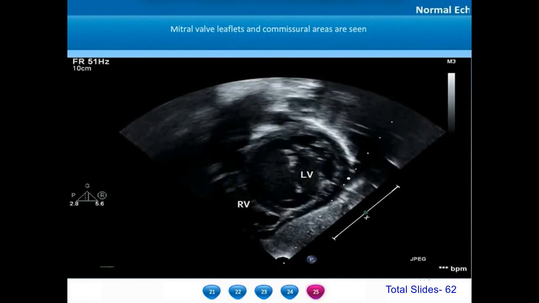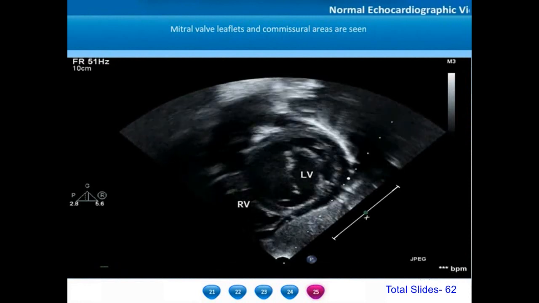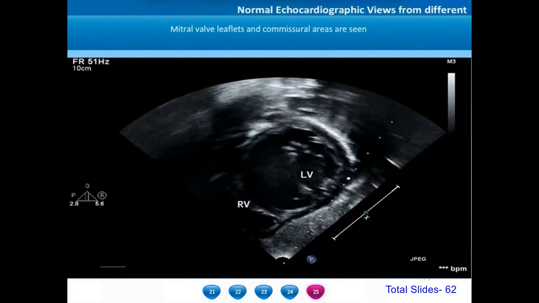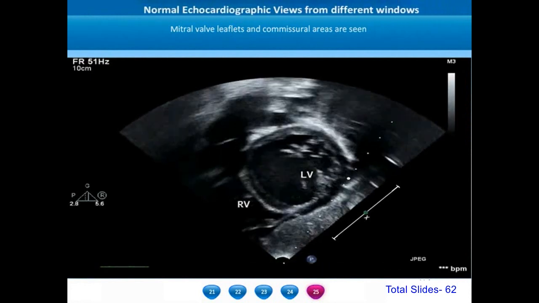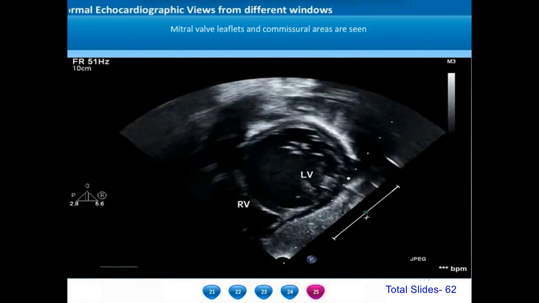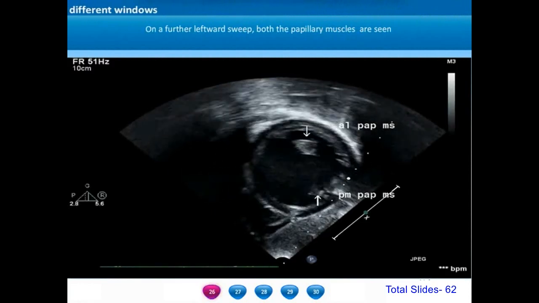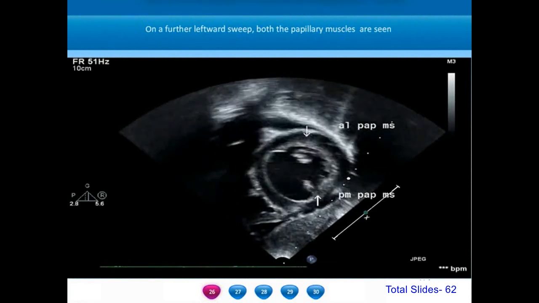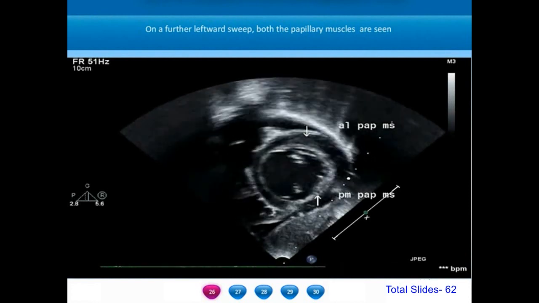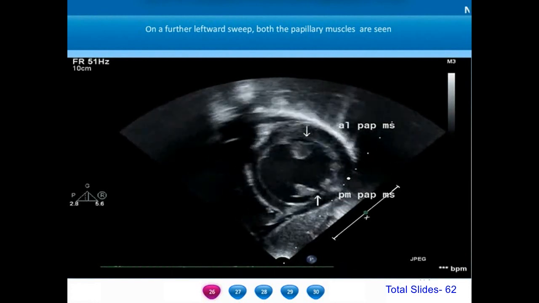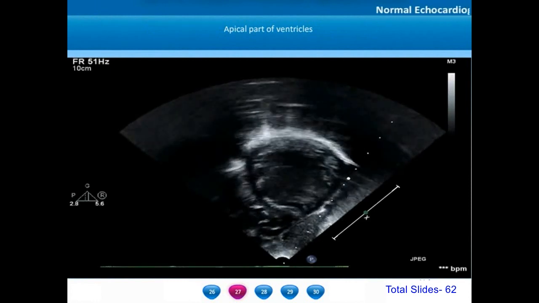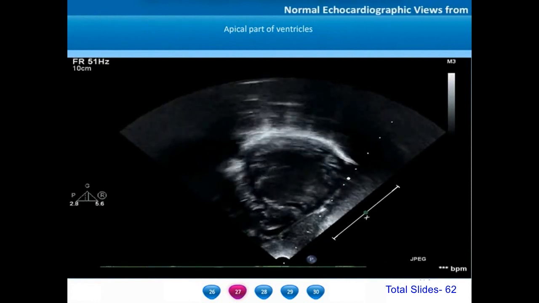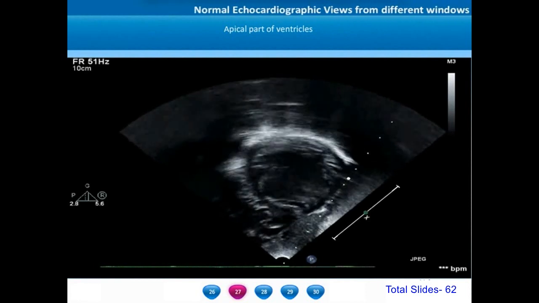Within the cavity of the left ventricle, we can appreciate the mitral valve with its anterior mitral leaflet and the posterior mitral leaflet. The two commissural areas are also seen. On a further leftward sweep, we can start noticing the two papillary muscles, the anterolateral papillary muscle and the posteromedial papillary muscle. On a further leftward sweep, we can see the apical parts of the ventricles.